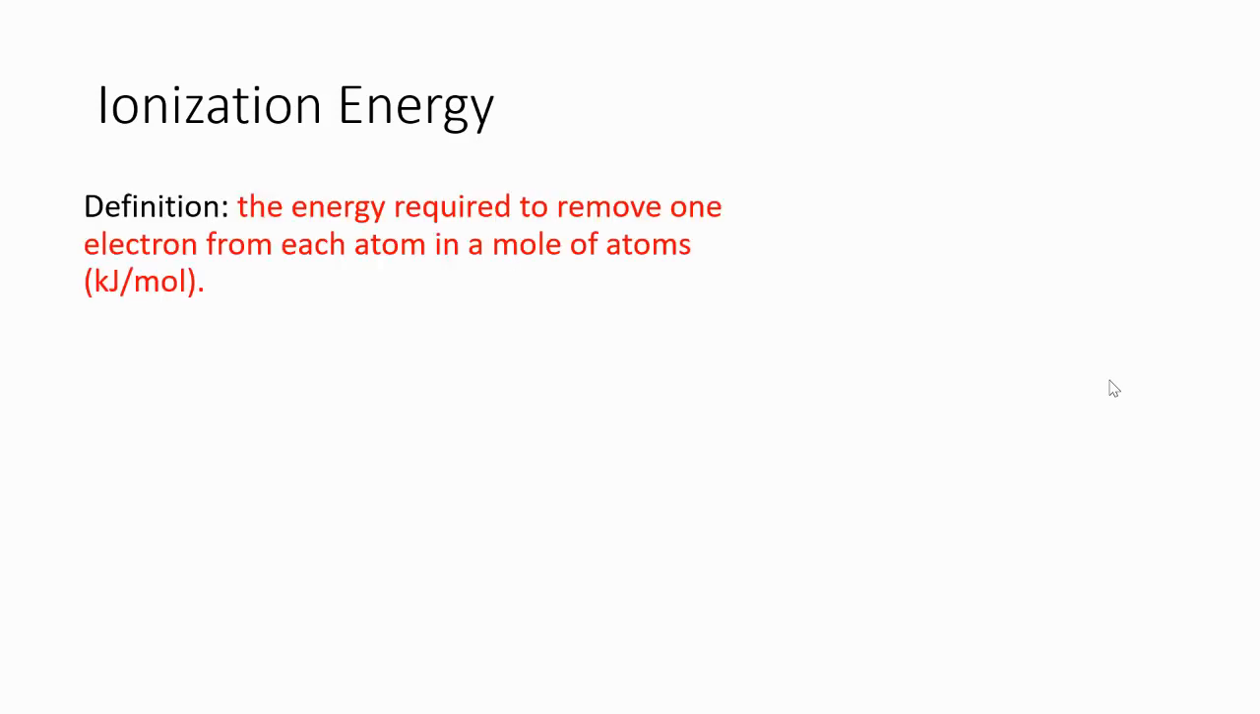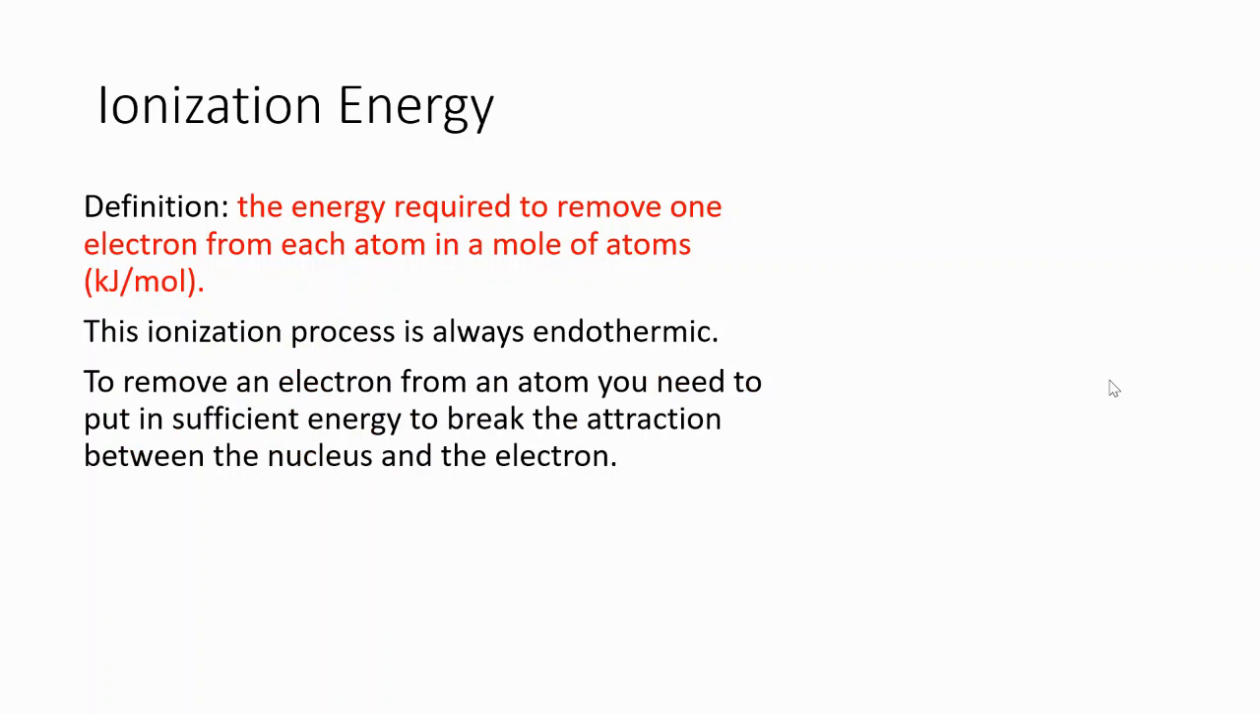Let's move now on to ionization energy. So what is it? Ionization energy is the energy required to remove one electron from each atom in a mole of atoms, and it is measured in kilojoules per mole. This process is always endothermic. What does this mean? It really means that in order to remove an electron from an atom, you need to put in sufficient energy to break the attraction between the nucleus and the electron.